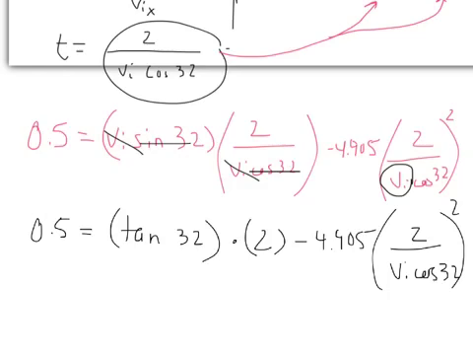At this point in time, here's what I want you to do. Come up with a number wherever you see the cosines and sines and try and simplify things. So what is tan 32, enter, times 2?